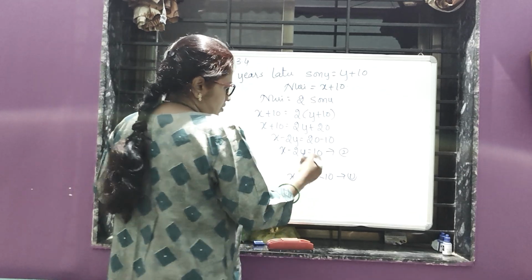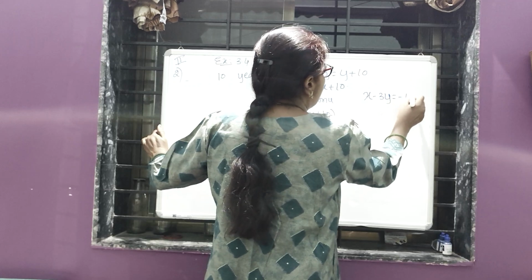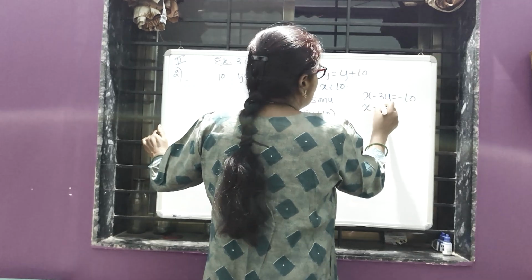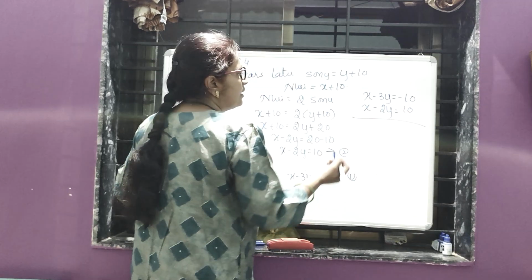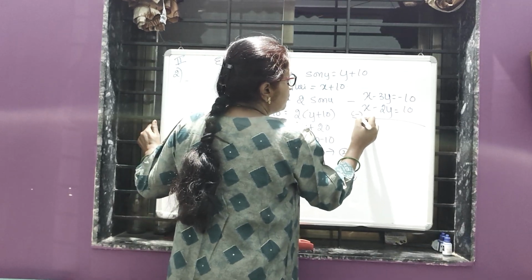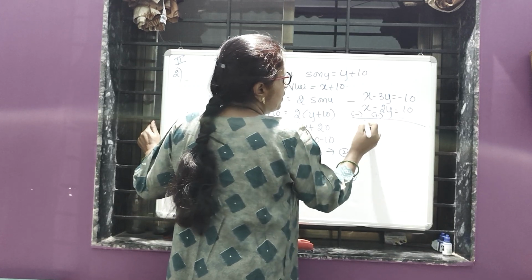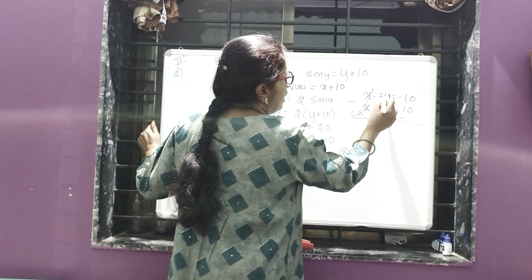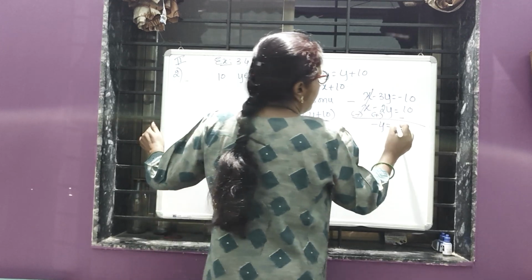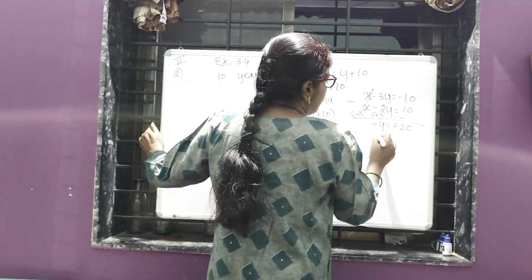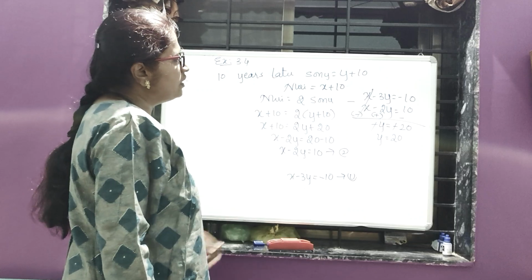Now by the elimination method: x minus 3y is equal to minus 10, x minus 2y is equal to 10. We can cancel x here, take minus only. This becomes minus, plus, this is minus. So x gets cancelled, minus 3y plus 2y is minus y and it is minus 20. So minus minus cancels, y is equal to 20. That is the present age of Sonu is 20.